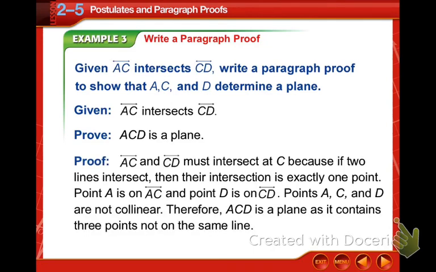AC and CD must intersect at C, because if two lines intersect, then their intersection is exactly 1 point. Point A is on AC, and point D is on CD. Points A, C, and D are not collinear, therefore ACD is a plane as it contains 3 points not on the same line, or 3 non-collinear points. So there we go. We proved it.